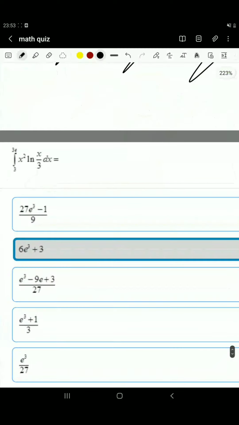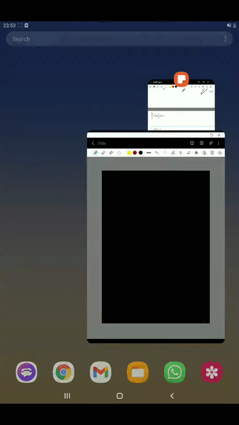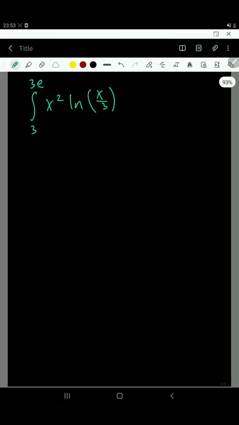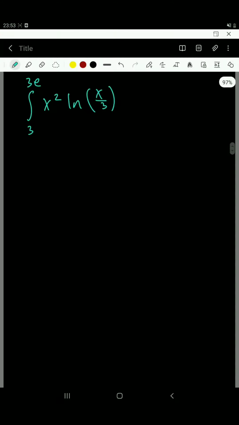The integral from 3 to 3e of x squared ln x over 3. Right? Yep. And so let's finish this on a good note. What time is it now? It's 12. Okay, almost 12.